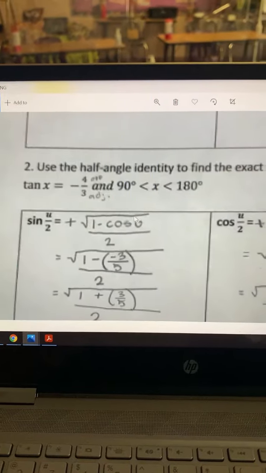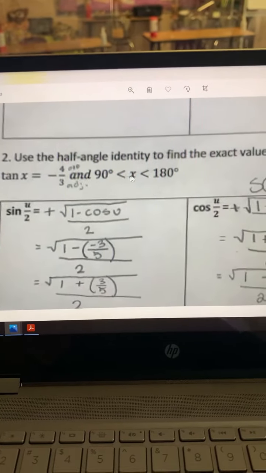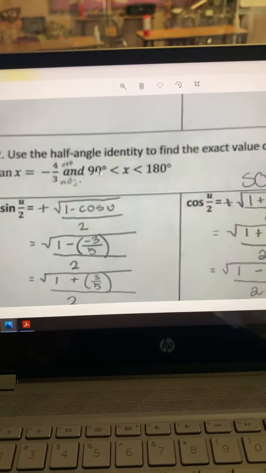Okay, so let me just freehand this. So the given is that we have this here and our angle X is between 90 and 180. So they said that X is between 90 and 180. We know that this is 90, that's 180. So our angle X would be somewhere in there, yeah?